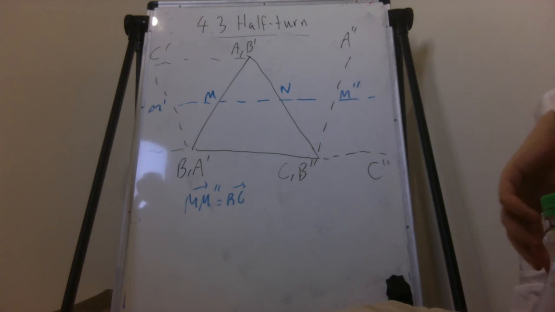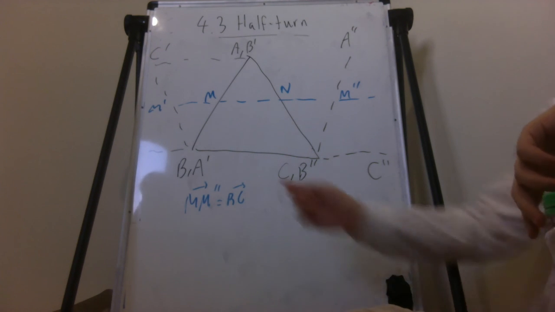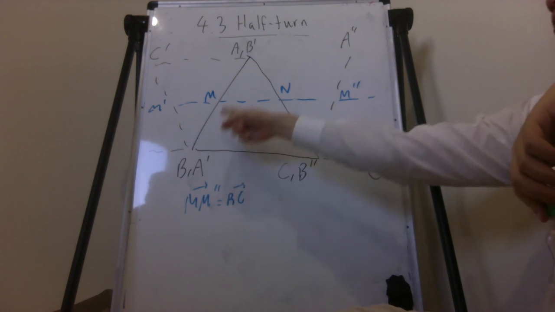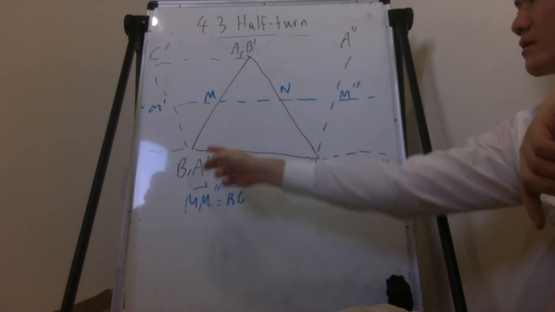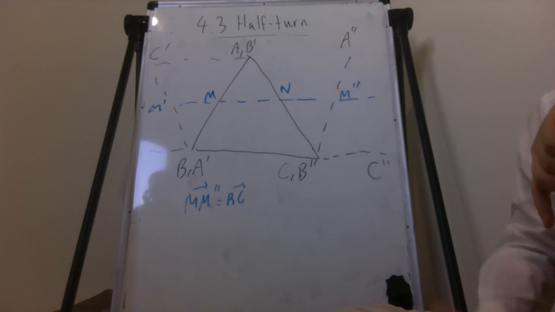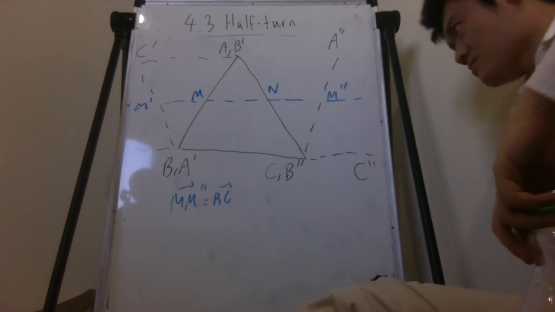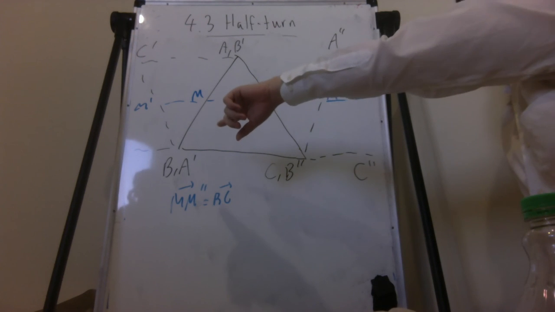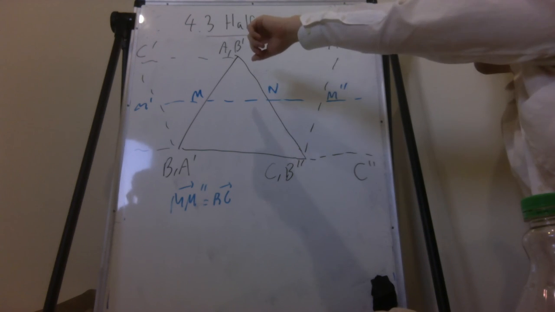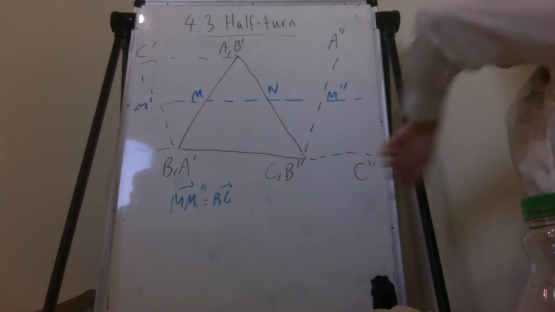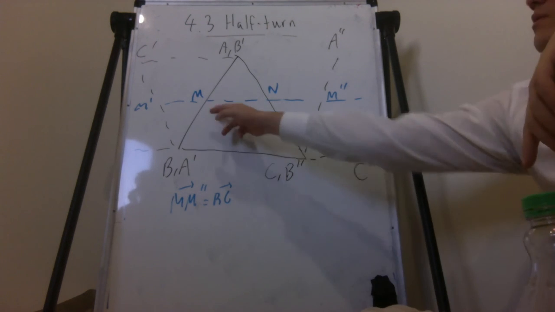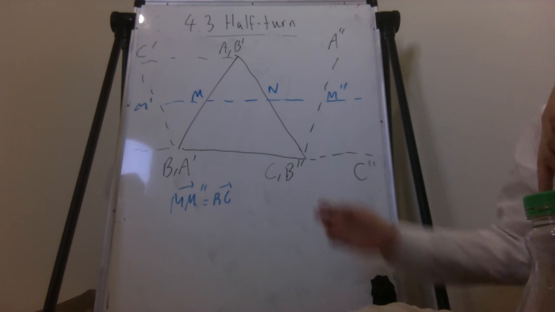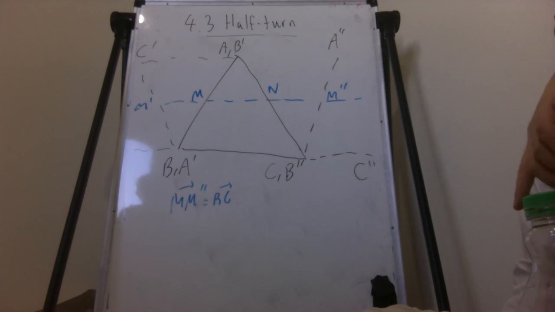Okay, but let's look at the diagram. So M is reflected first, and then N, right? So A goes to A prime, and then goes to A double prime, yeah? And then B goes to B prime, and it goes to B double prime, yeah? And M goes to M double prime here. And it's still the midpoint of A double prime, B double prime, yeah?